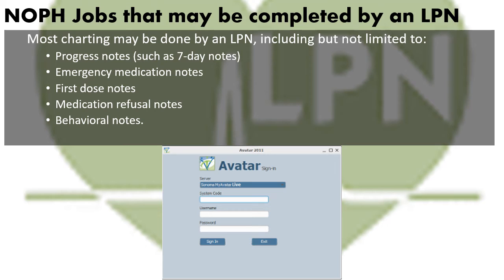Actually, at other regional psychiatric hospitals in the Ohio Department of Mental Health System, LPNs are primary care managers for patients, and they are assigned those notes, as well as other folks in the treatment team. Emergency medication notes, first dose notes, medication refusal notes, and behavioral notes can all be completed by an LPN.